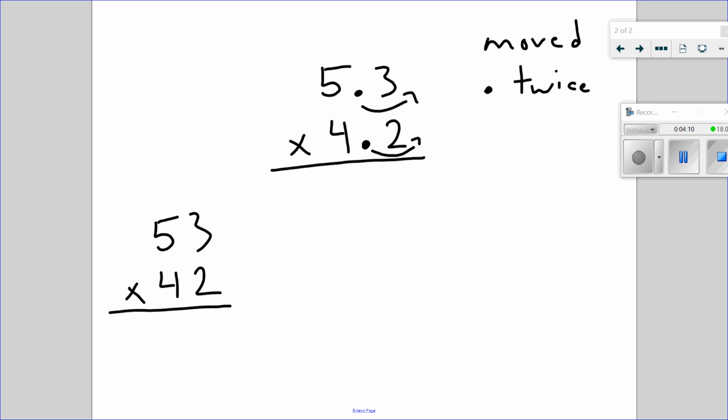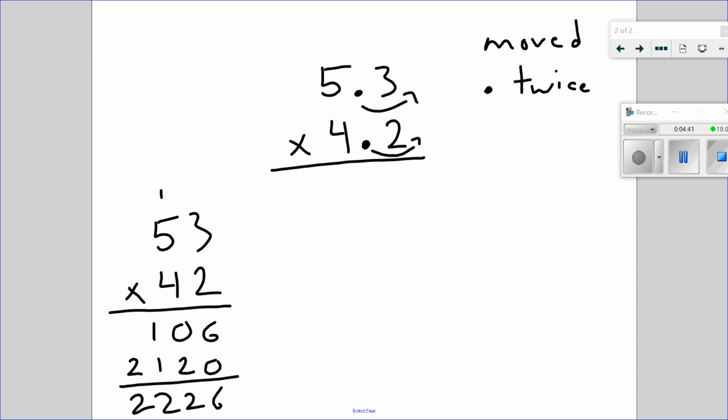Let's solve this problem. 2 times 3 is 6. 2 times 5 is 10. Next up, I multiply my 40 by 53, and since it's 40, I know that number is going to end in a 0. 4 times 3 is 12. Save my 1. 5 times 4 is 20, and 1 more is 21. Add them up. 6, 2, 2, 2.